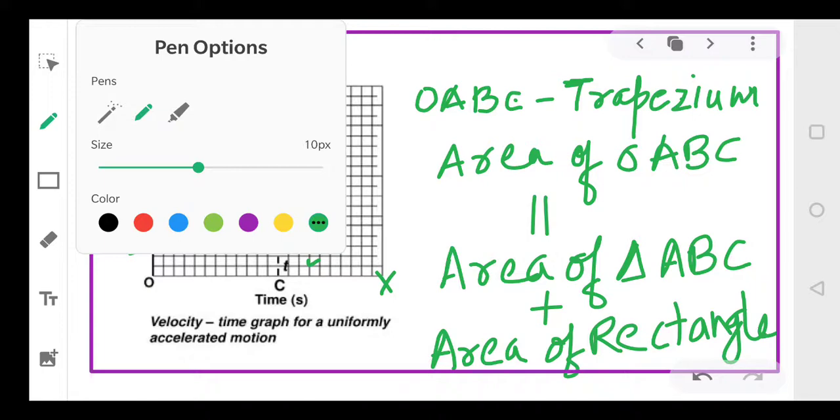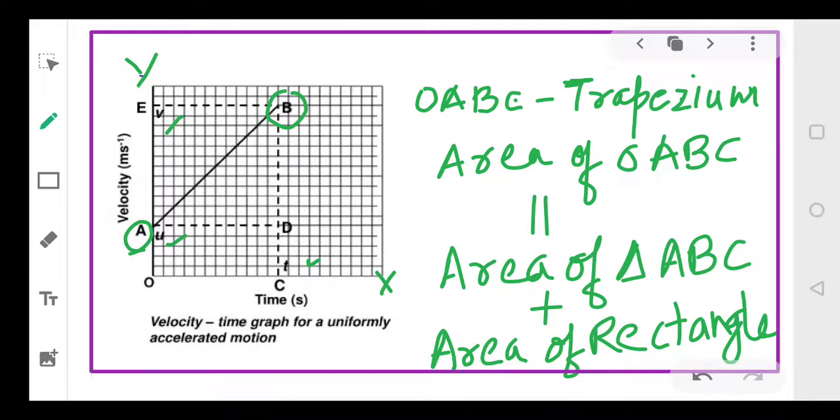Now let's use a second color. Okay, now just see this. I'm just underlining it for you. Look at this portion of the graph, which I'm underlining with blue. Now this is a trapezium. So OABC is a trapezium. Okay, OABC is a trapezium.